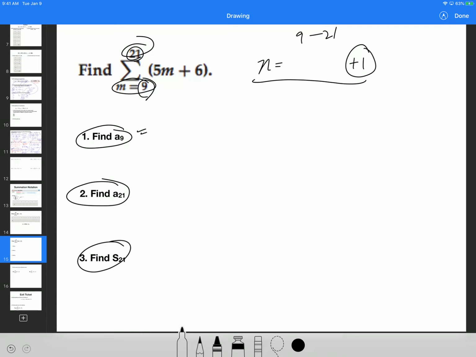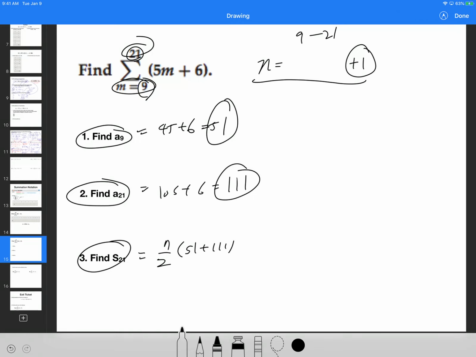Okay, so once you plug in 9 to the m, you should get 45 plus 6, which is 51. A sub 21 means 21 times 5, which is 105, plus 6, which is 111. So that's my first and that's my last term of the sequence. The sum of the numbers is n divided by 2 times 51 plus 111, the first and the last term combined. The n number is 21 minus 9 plus 1, which would be 12 plus 1, which would be 13 numbers. So n here, I would replace with 13. So 51 plus 111 times 13 divided by 2. My final answer here will be 1053.